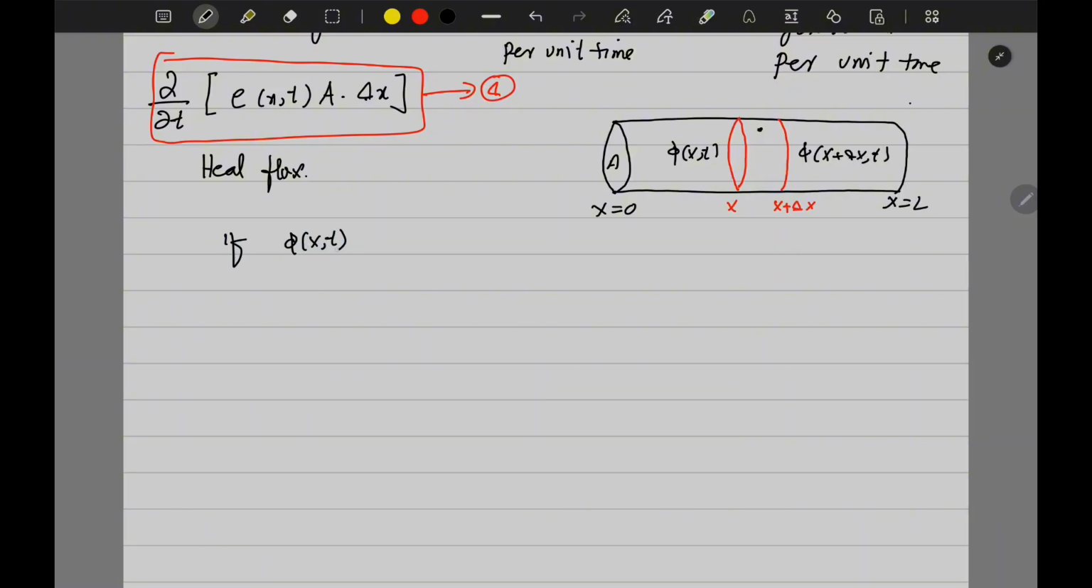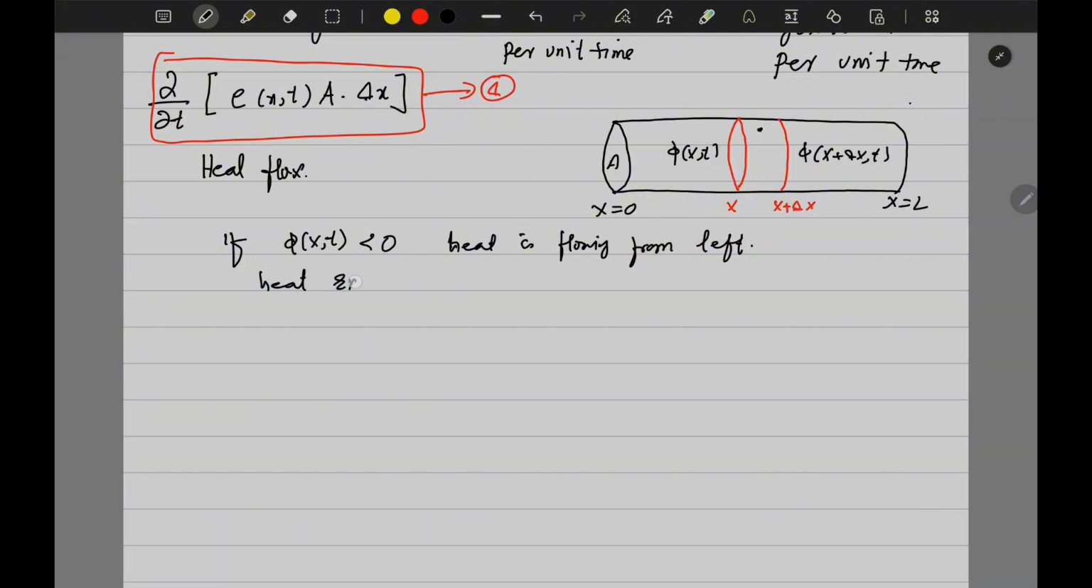All right. So if phi of x t is less than 0, it means heat energy is flowing from the left. Heat flowing per unit time across the boundary: if it is greater than 0, it's flowing from the right. So that's easily understood.